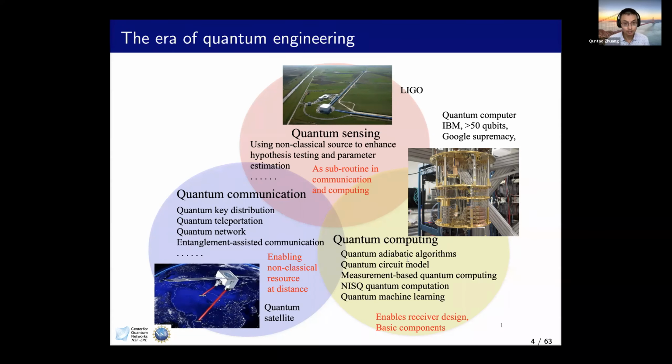But there's also quantum communication, where people try to either share secret keys or use entanglement to assist the communication rate, like entanglement-assisted communication. And these three areas are not isolated. They are closely connected. For example, quantum sensing can be used as a subroutine in communication. When you send things, the receiver is essentially dealing with a sensing problem: to measure and extract information from the received quantum states. Quantum computing, as it is universal, will enable receiver designs in both communication and sensing, and communication would be able to enable entanglement sharing over long distances to enable distributed computing and sensing.